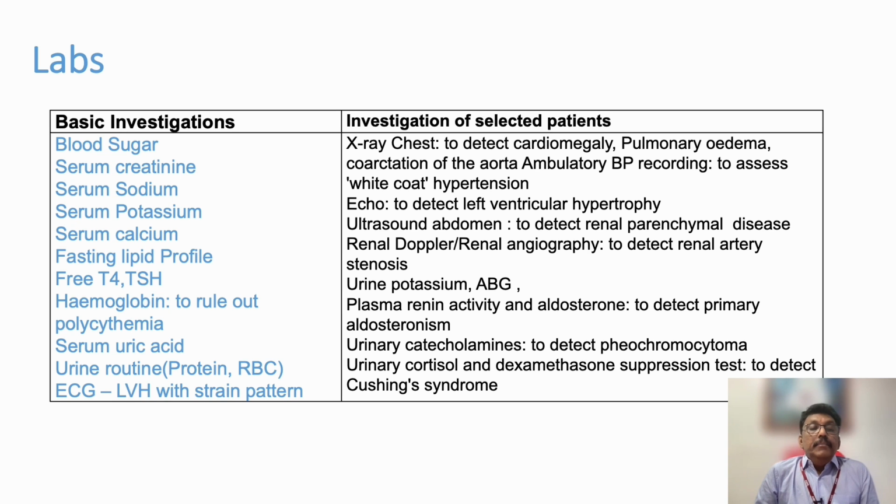Now, lab investigation. Some routine lab investigations we have to do: blood sugar, serum creatinine, sodium, potassium, calcium, lipid profile, thyroid function test, hemoglobin, uric acid, urine routine, ECG. So these are the basic investigations, and some other set of investigations can be done in patients who have suspected secondary hypertension. But in primary hypertension, we don't do much investigation. We just do some basic investigations like sugar, cholesterol, electrolytes, and ECG.